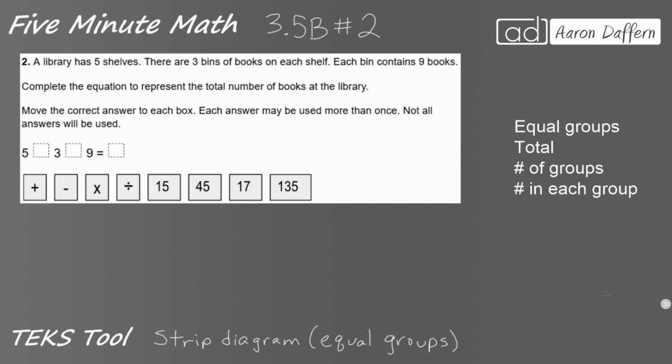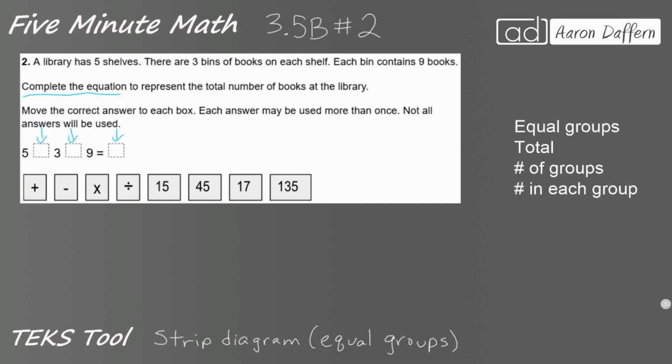All right, so we have a library with some shelves, we've got some bins with books, and we've got books in the bins. We need to complete an equation. This is like when we're taking the STAR test, where we have something called drag and drop. We have these options down below, the four operations, and then the numbers 15, 45, 17, and 135. Those would go in those three spots right here.